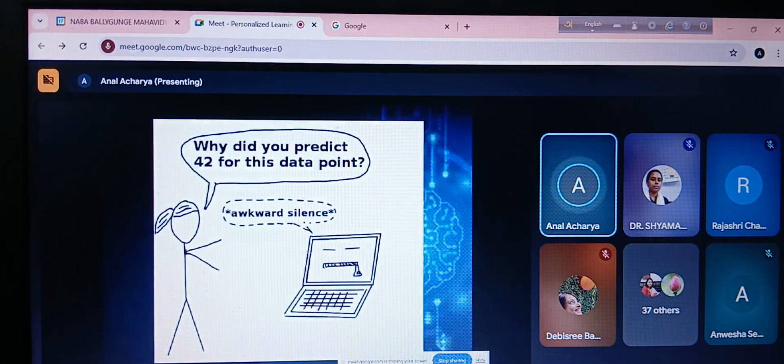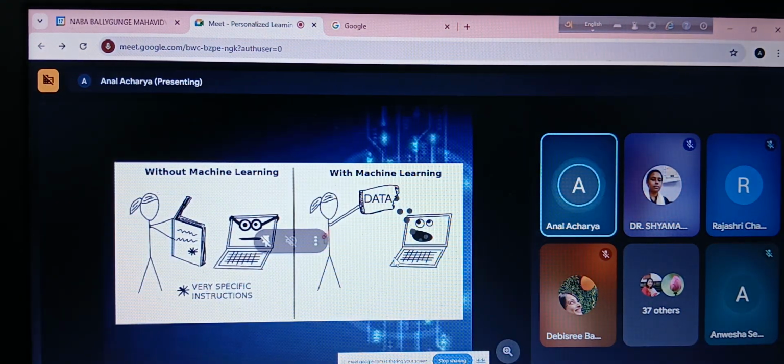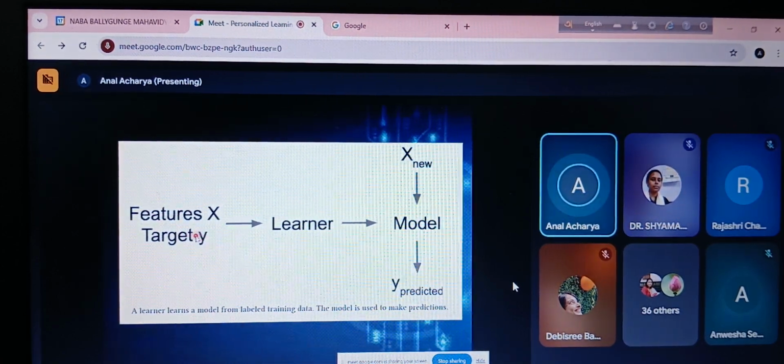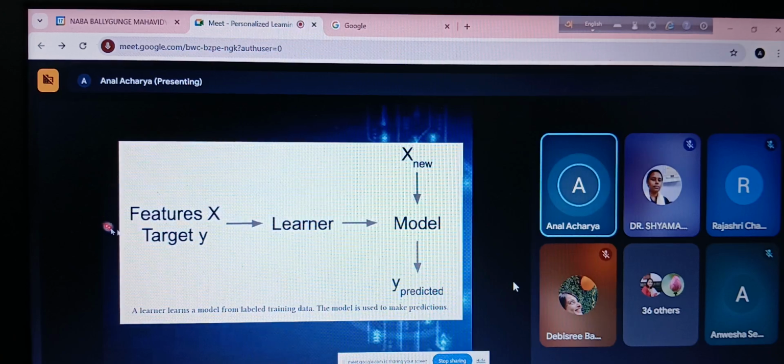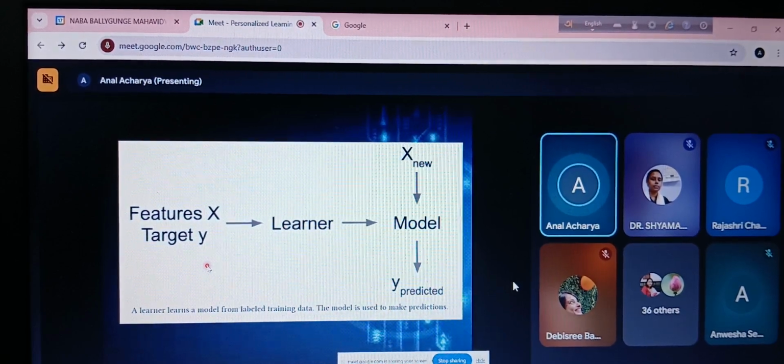Again, let us go back. So this is what we were saying. Without machine learning, we need to give specific instruction. With machine learning, no need of specific instruction, just the data. So this is what I just said. The features will be input. So in the example that I had said, how many features were there? In the example, there were 3 features. Target Y. What was the target in the example that I had shown? The target was the loan decision.